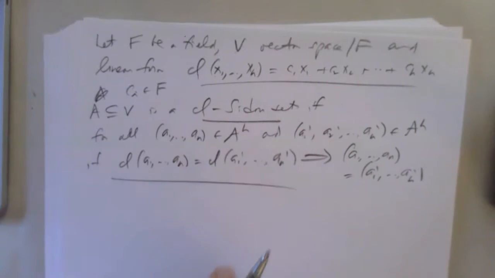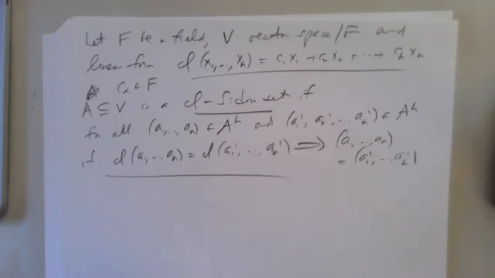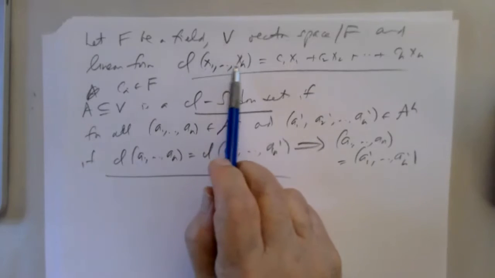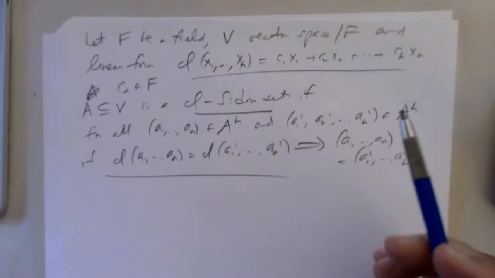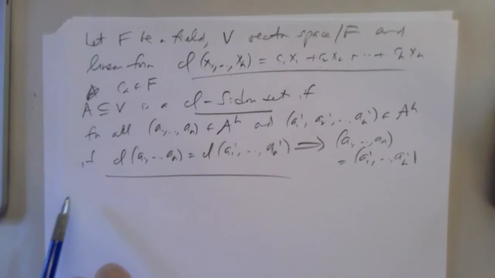Sorry, so h is fixed, right? Yeah, the linear form is fixed. So h is fixed and the coefficients are fixed. Thank you. So in the classical case, we just take all the c's to be equal to one.